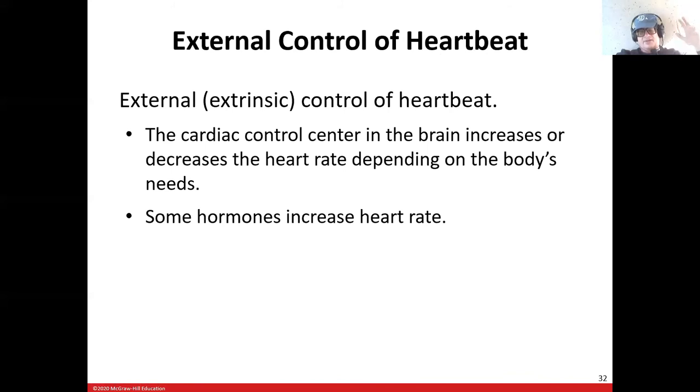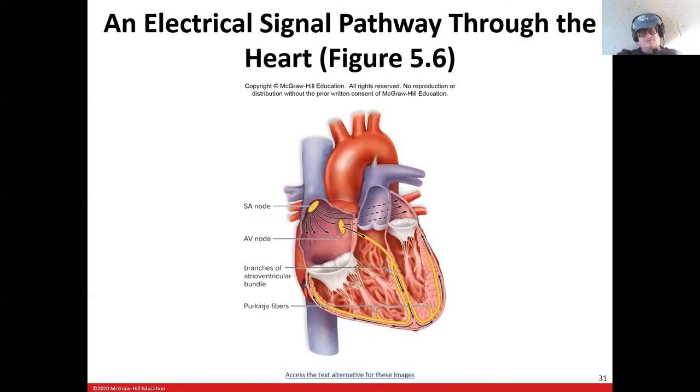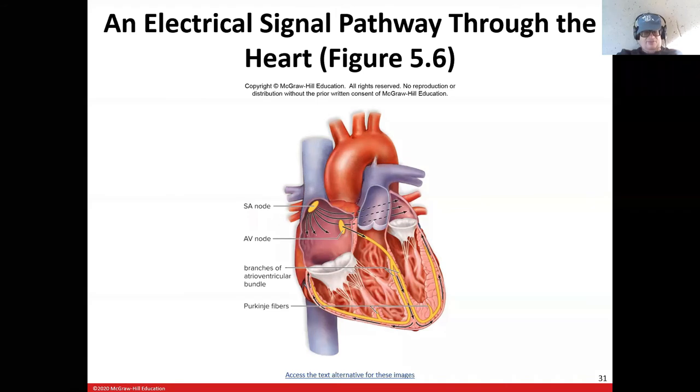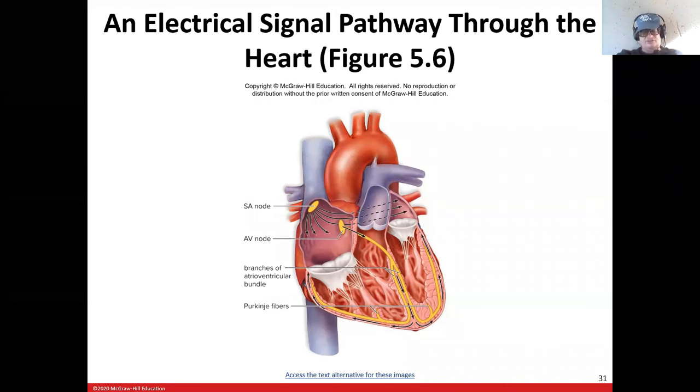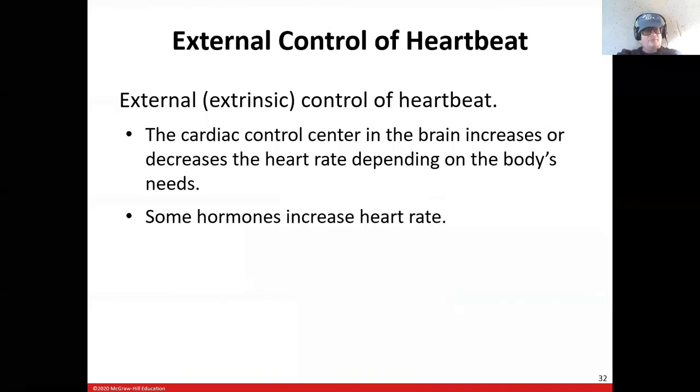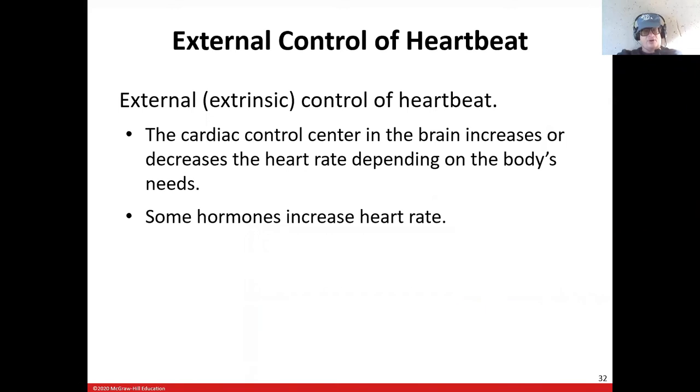All right, now that's internal control of the heart. What I'm saying is you could have a heart removed from the body, and as long as it's been given oxygen and nutrients and has the ability, it's going to keep beating. It doesn't need a signal from the outside to beat. Now we do have outside control, and that's what makes our heart rate go up or heart rate go down.